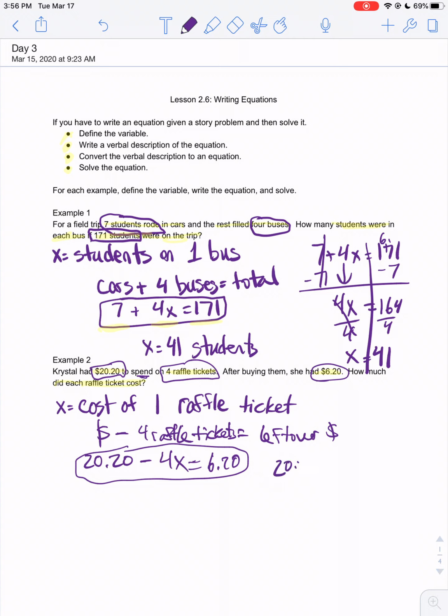So 20.20 minus 4X equals 6.20. Draw my line. My X's are going to stay on the left, so I'm going to subtract 20.20 on both sides.